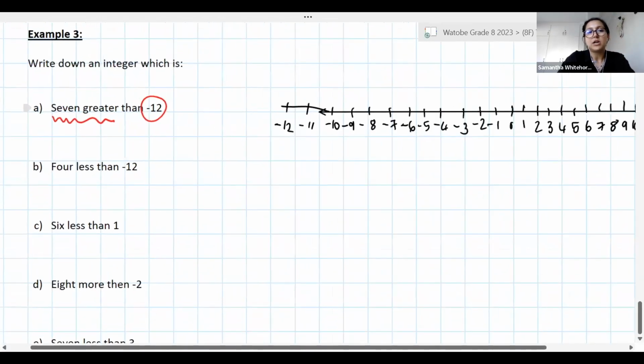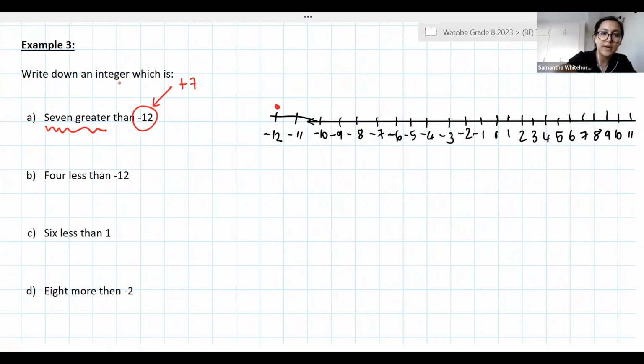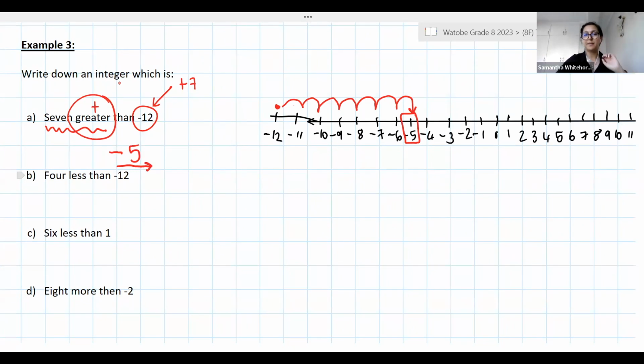So basically what it's asking you to do there is start at negative 12 and add 7 to it. If we're here at negative 12 and we want to add 7 because it's 7 greater than, we go 1, 2, 3, 4, 5, 6, 7. Where we end up on our number line is our answer. So the integer that is 7 greater than negative 12 would be negative 5.